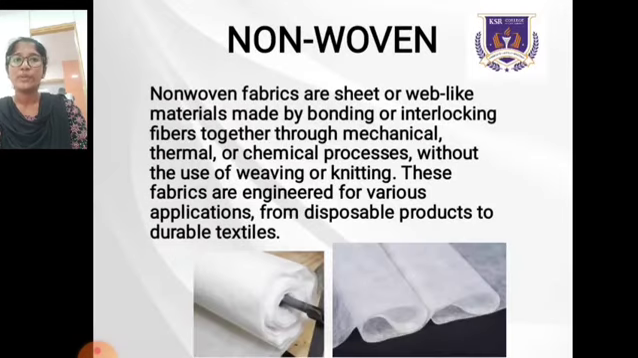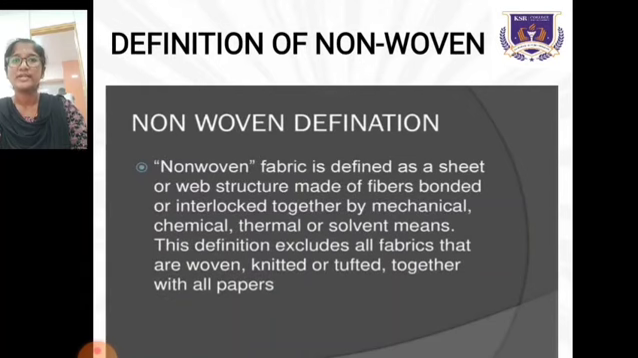Next, we see about non-woven. What is non-woven? Non-woven fabrics are sheet or web-like materials made by bonding or interlocking fibers together through mechanical, thermal or chemical processes. Without the use of weaving or knitting, these fabrics are engineered for various applications, from disposable products to durable textiles.